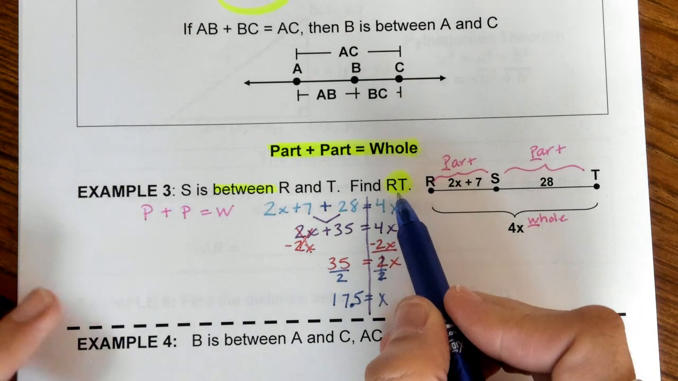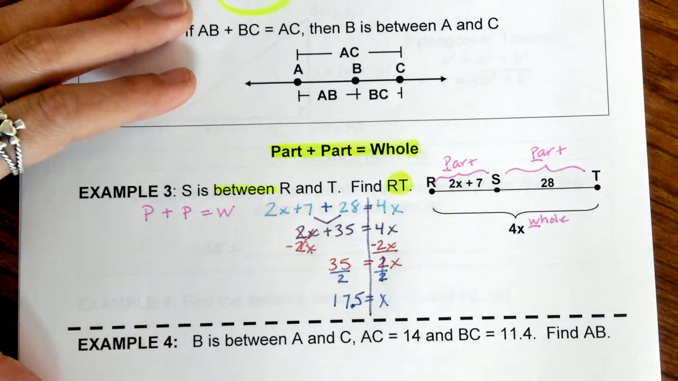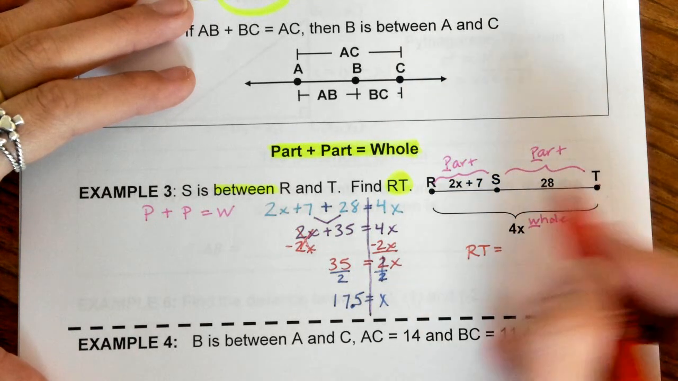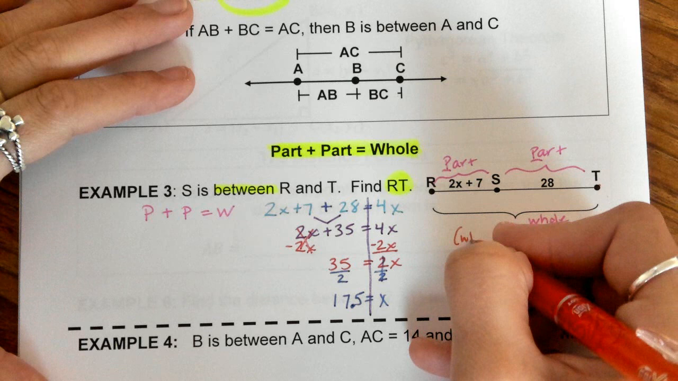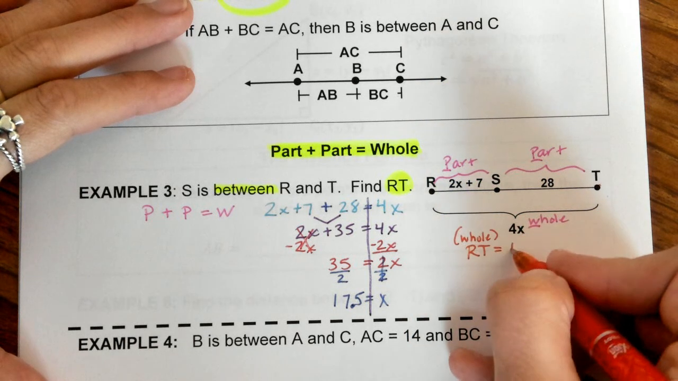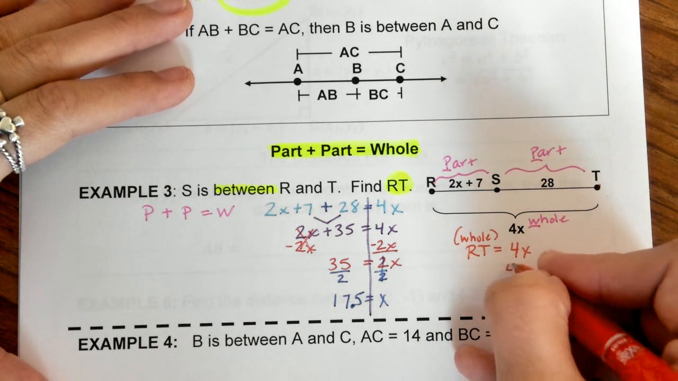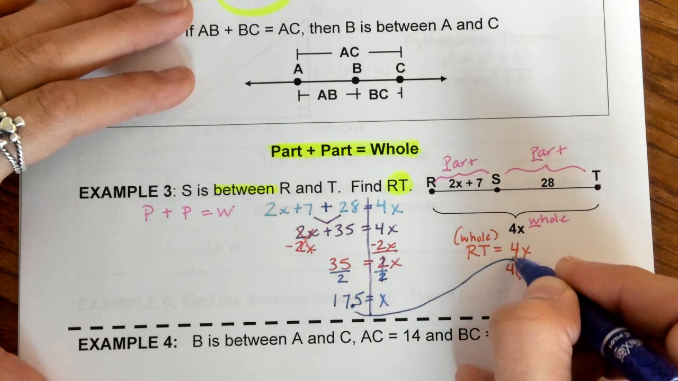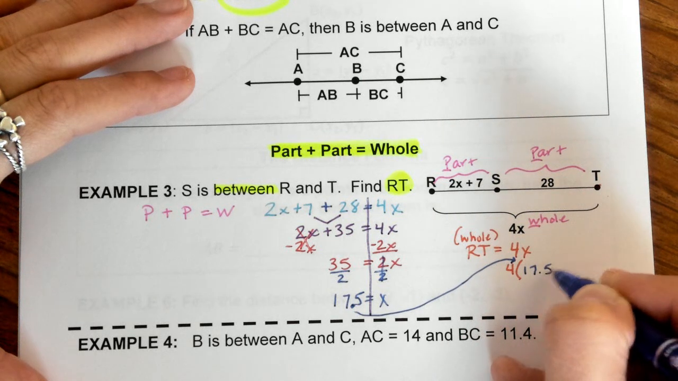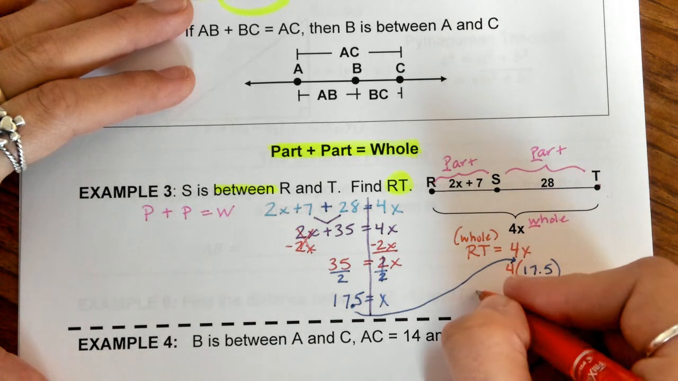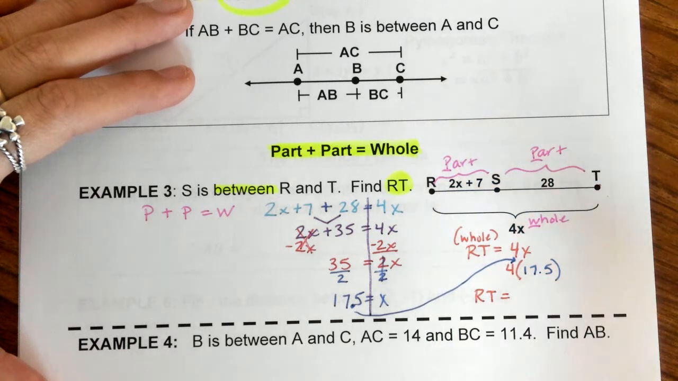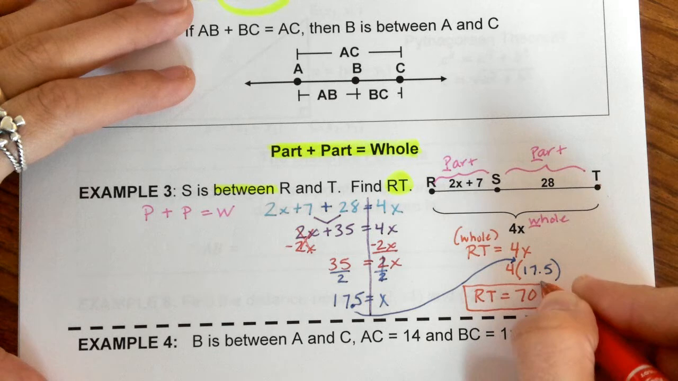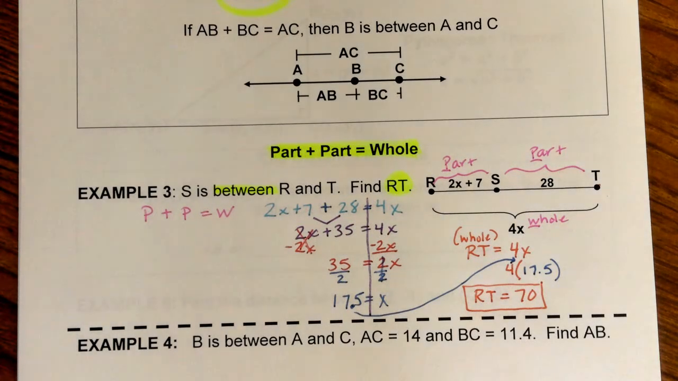Now again, look at the problem. They wanted RT. So let's figure out RT. From R to T, the whole, was 4x. So all we're going to do is take that 4, substitute in, remove x, and put in that 17.5. When we do that, we're going to find out that the length of RT, when we multiply that out, is going to equal 70. Okay, so that's setting it up and then solving for that.